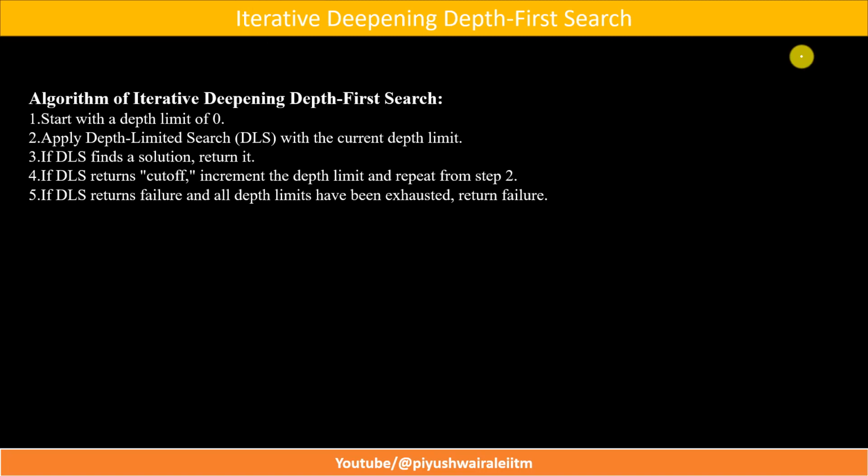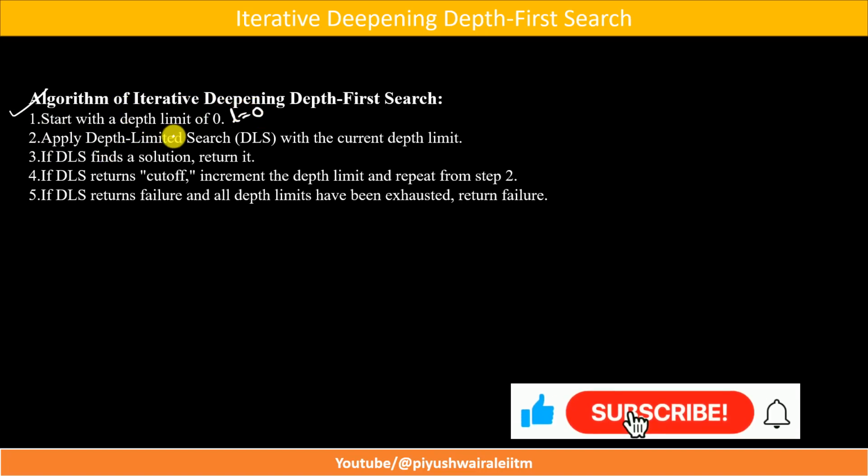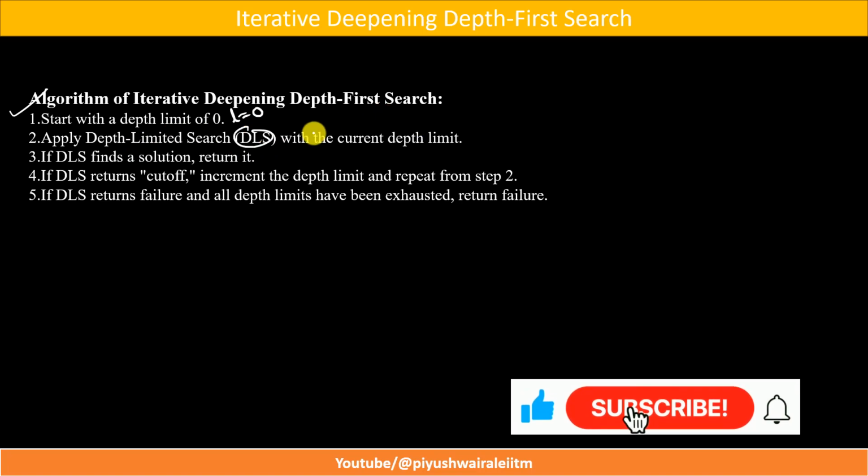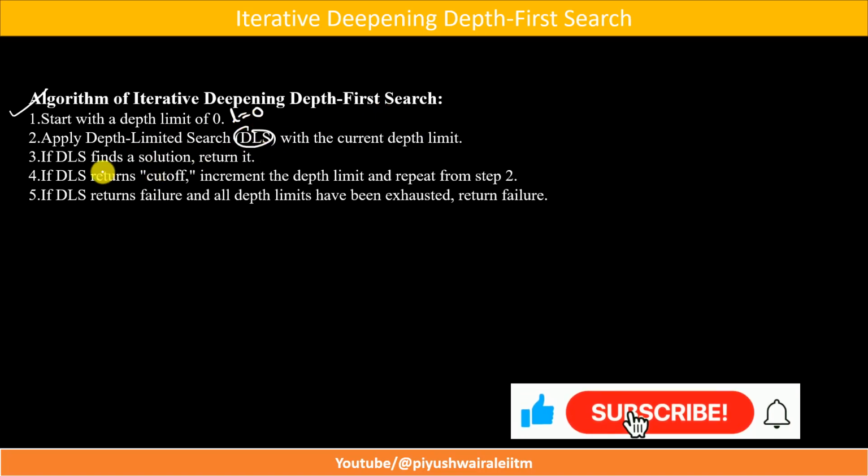Now let's discuss the algorithm. It is the same thing we have discussed just now. It will start with the depth limit of 0, that is L equals 0. Apply depth limited search, DLS, with the current depth limit, that is L equals 0. If DLS finds a solution, return it.